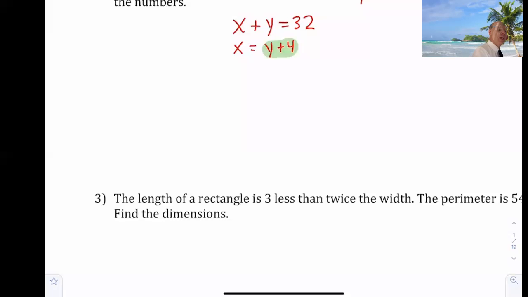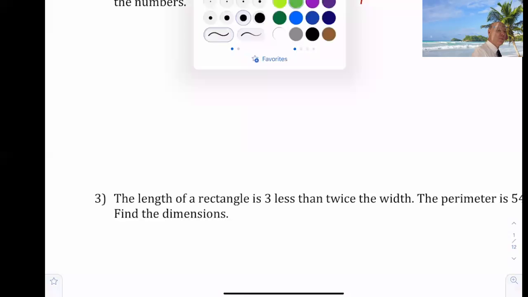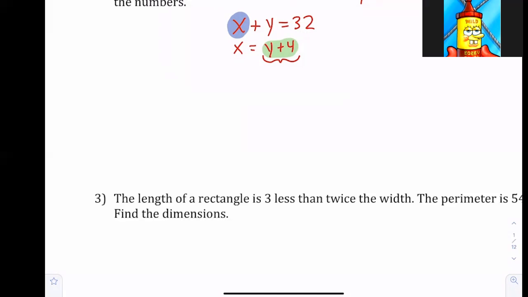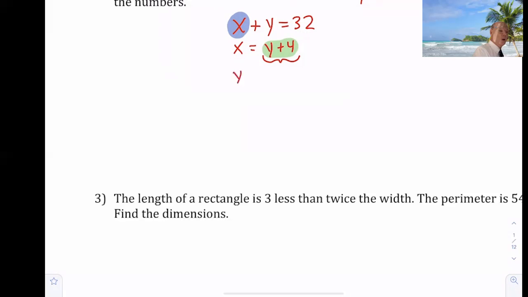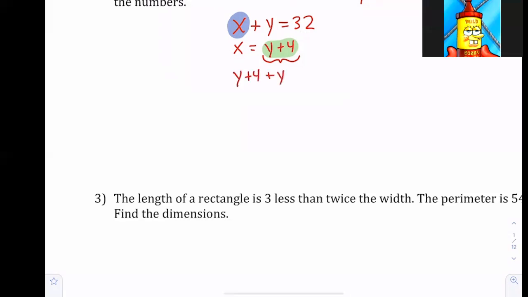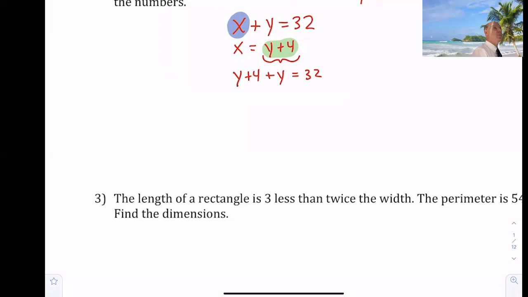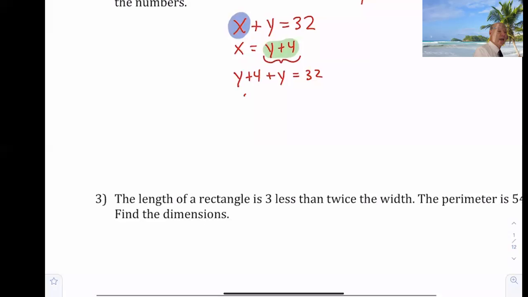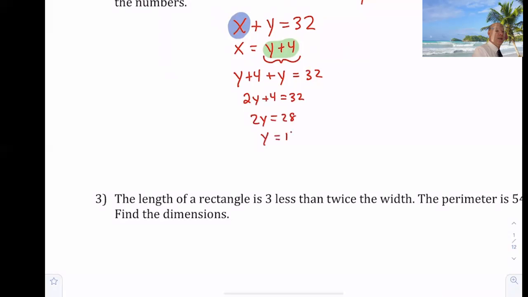So now, wherever I see an X, I can put what? Wherever I see an X, I put Y plus 4. So now I'm highlighting this X right here. What can I make X? Y plus 4. So I have Y plus 4 plus Y equals 32. Any issues with that? Now the hard part: Y plus Y. 2Y plus 4 equals 32. 2Y equals 28. Y equals 14.